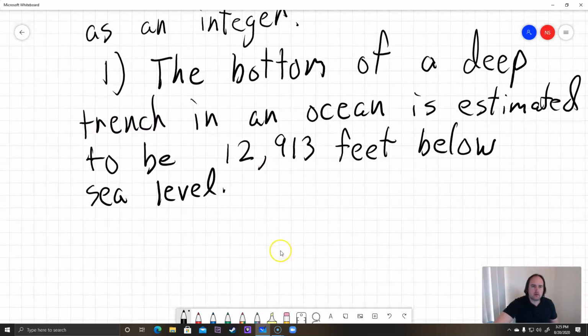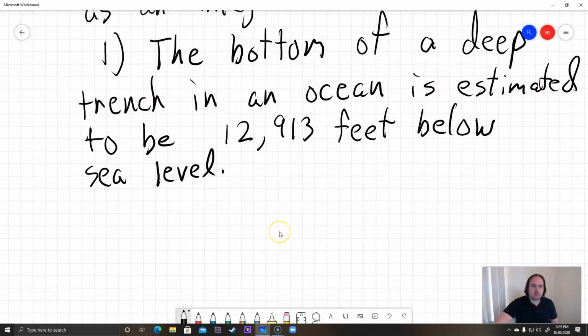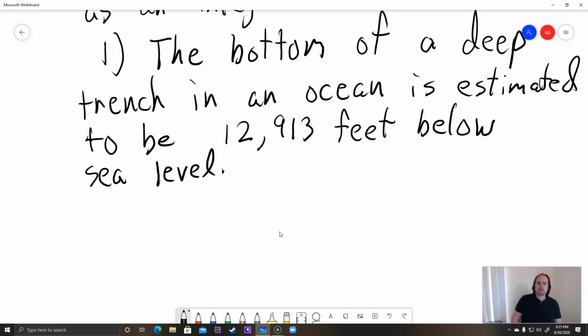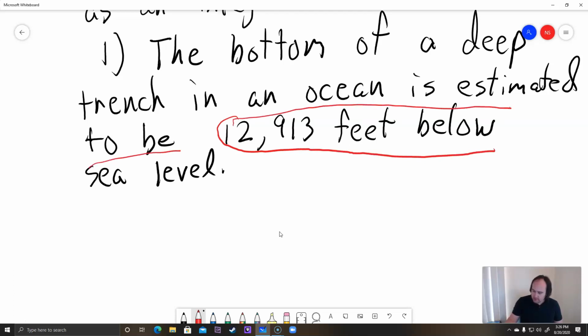So here there's nothing to solve for. It's one of the simplest word problems ever created. All they really want you to do is represent 12,913 feet below sea level. And if you think about it, below is going to end up meaning negative. Above 0 is positive, below 0 is negative. So if it's below sea level, what they want us to write here is negative 12,913.